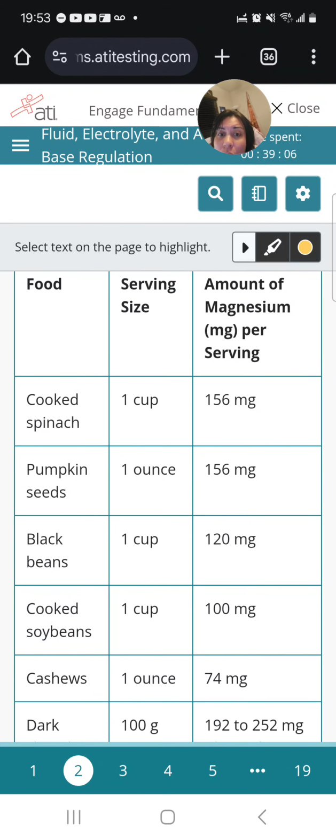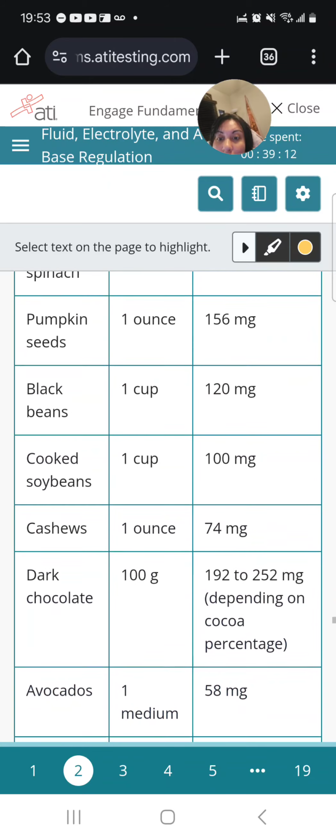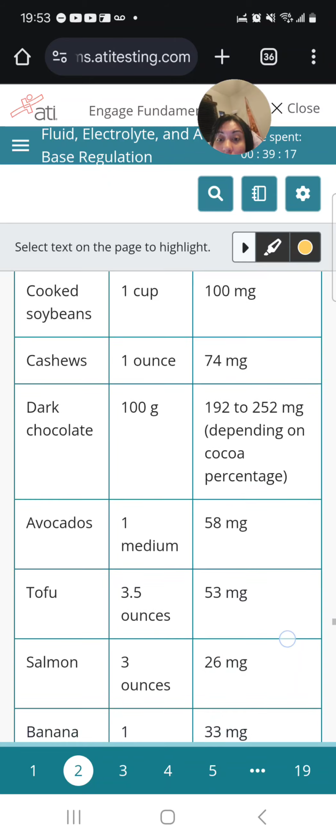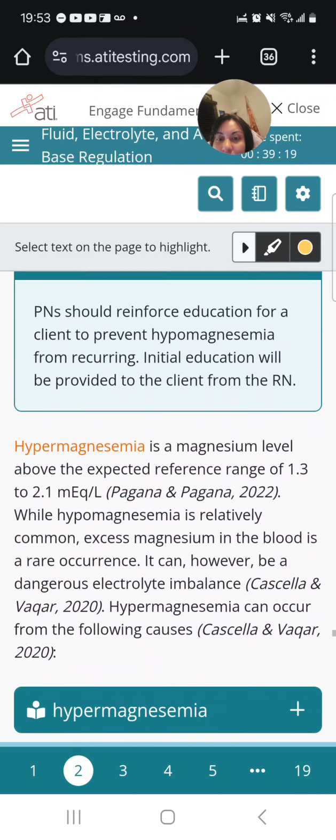Cooked spinach has a really high amount of magnesium at 156. Pumpkin seeds, black beans, soybeans, cashews, dark chocolate, avocados, tofu, banana.